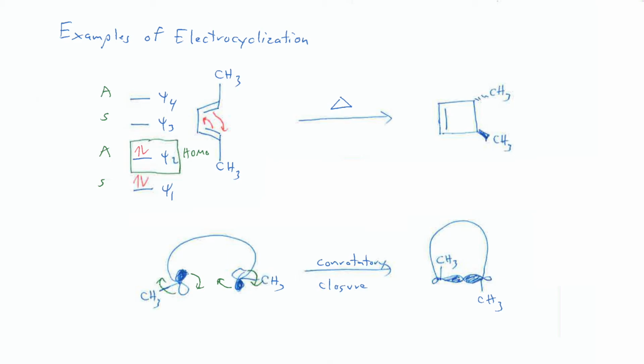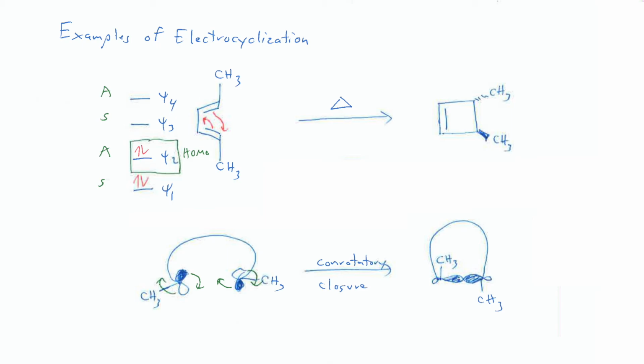Now if we look, because this is an asymmetric molecular orbital, in order to close the ring and bring those two orbitals together in phase, we're going to need a conrotatory closure. Both of these orbitals are going to need to rotate in the same direction. So here I'm drawing them out, both rotating clockwise to bring those two blue lobes together.